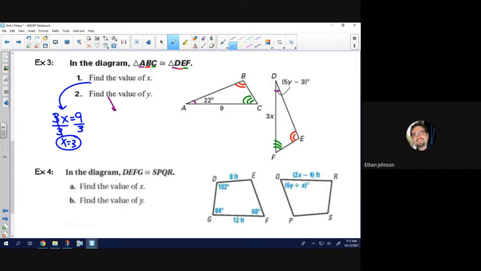For Y, looking at the problem, I see Y is part of an angle measure. That is our single arc. What matches with it is the single arc, so 22. So I know 5Y minus 3 has to equal 22. We'll add 3 to both sides. 5Y equals 25. Divide both sides by 5. Y equals 5.